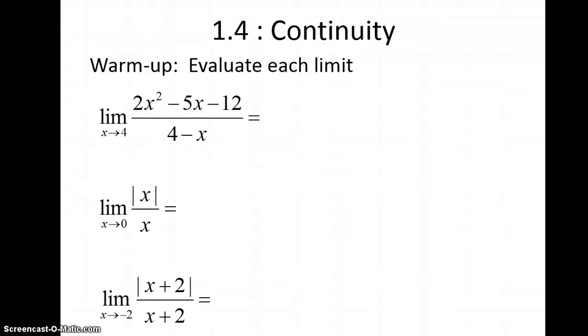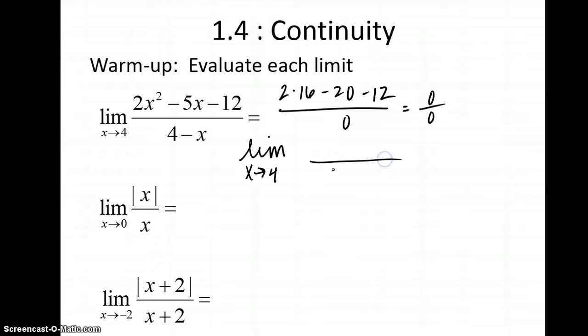Okay, lesson 1-4, continuity. For the warm-up, evaluate each limit. So whenever we see a limit, always start with direct substitution. Plugging in 4, 2 times 16 minus 20 minus 12 all over 0, looking like it would be an indeterminate form. 32 minus 12 is 20. 20 minus 20 would give us 0 over 0.